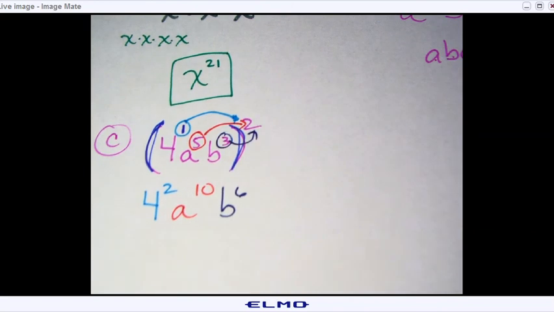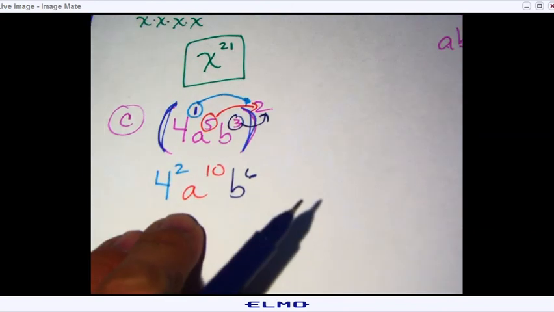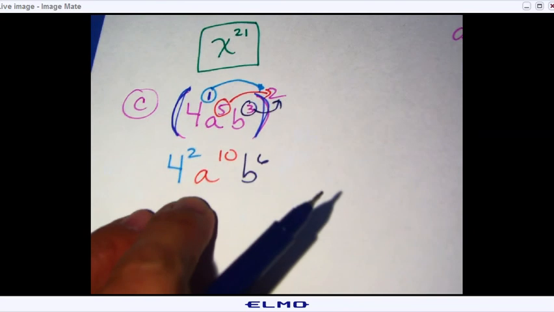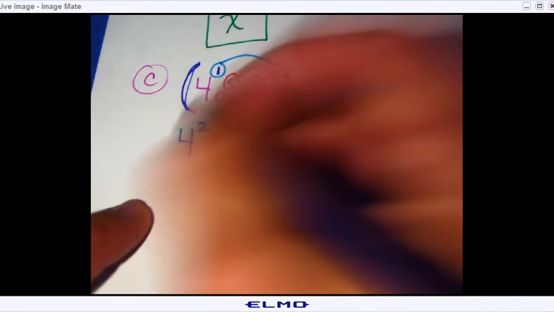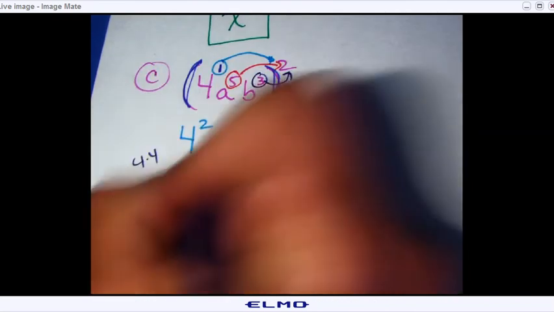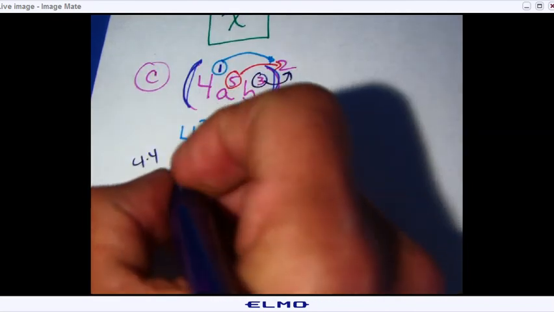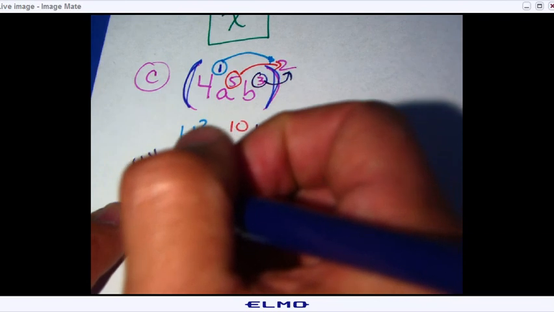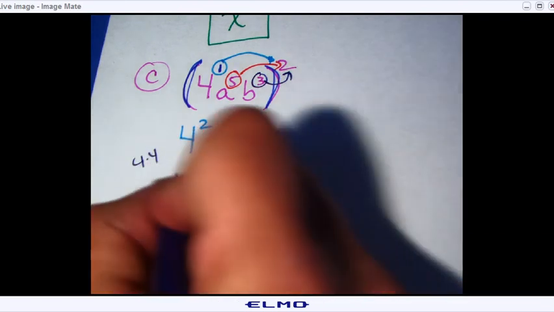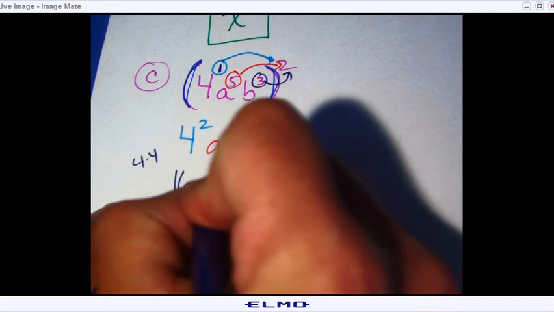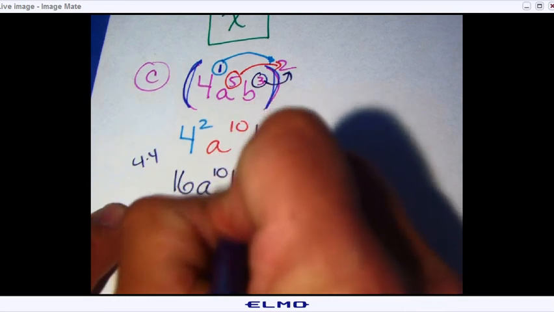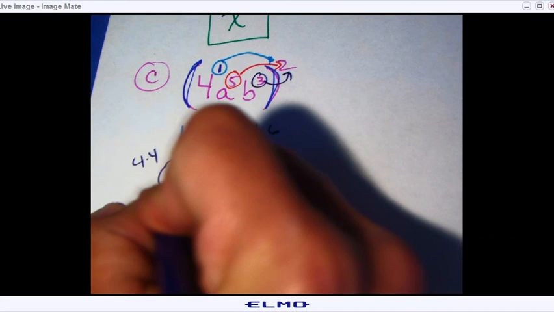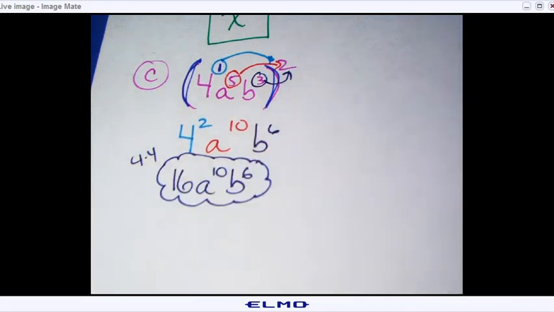All right, 6. Now, they might have this as an answer, but then you're like, wait, they don't have 4 to the power of 2. All right, well, what's 4 to the power of 2? 4 times 4. And what's 4 times 4? Robert, what's 4 times 4? Yeah, it's 16. So there's your answer. All right, 16. A to the power of 10. b to the power of 6, and that's it.